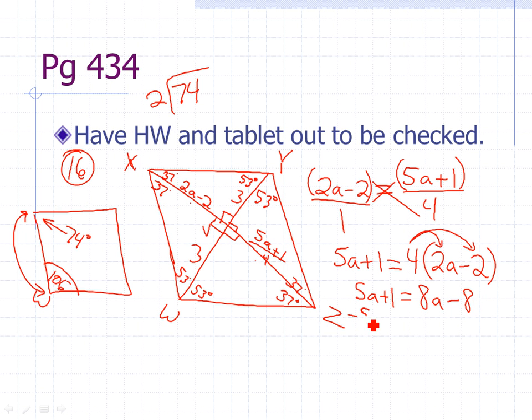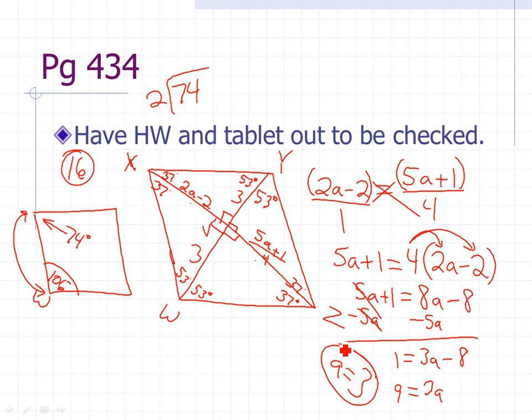Subtract the a's, get all the a's on one side. These cancel. 3a minus 8. Then what? Add 8. What's that gonna give us? 9. So what's a equal? 3. If a equals 3, can we go back up here and find these two?